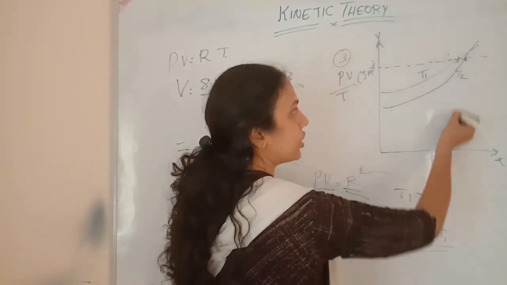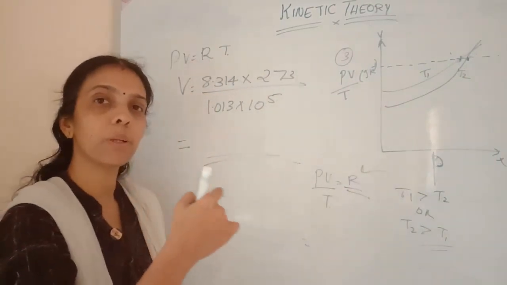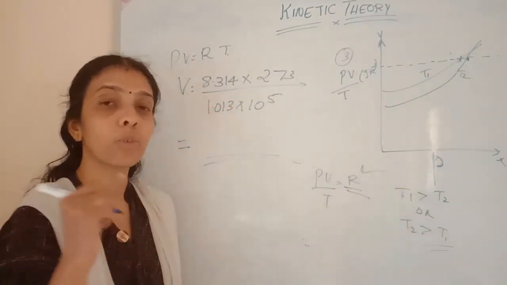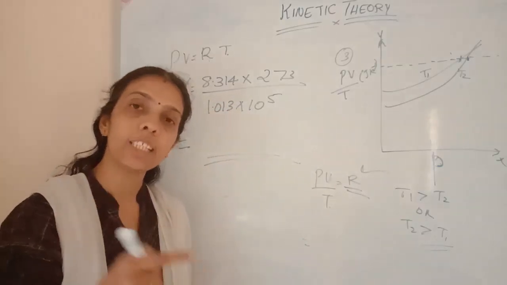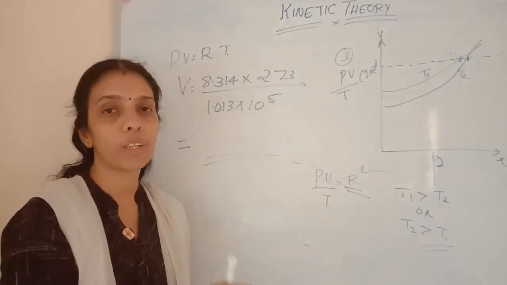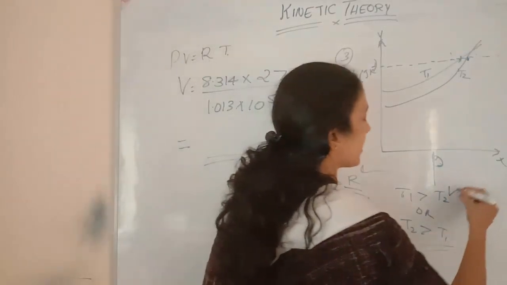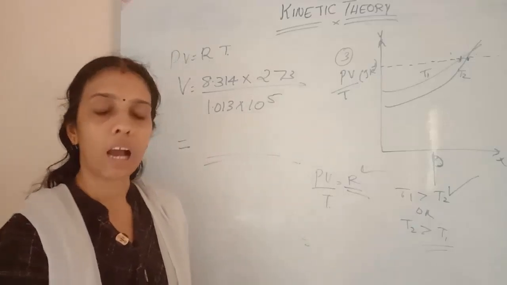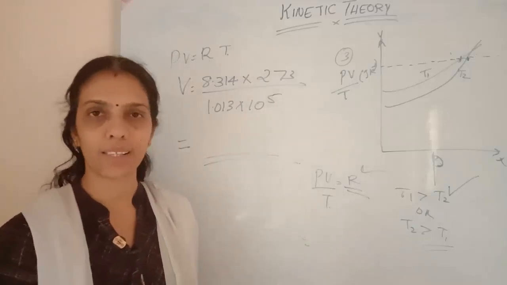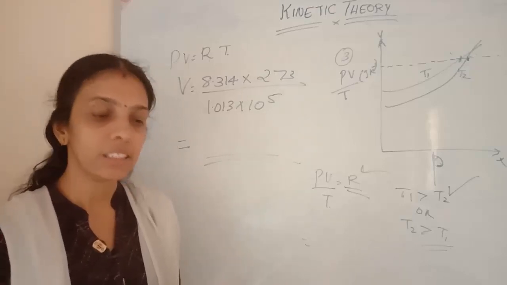For smaller pressure, when the condition will be reaching the ideal gas equation fast, as temperature increases, it will try to attain the ideal gas equation fast. So which one will be? T1 will be greater than T2. As temperature increases, the gas will be approaching the ideal gas equation fast. Okay, so T1 greater than T2.